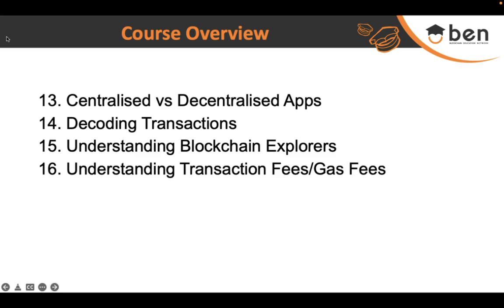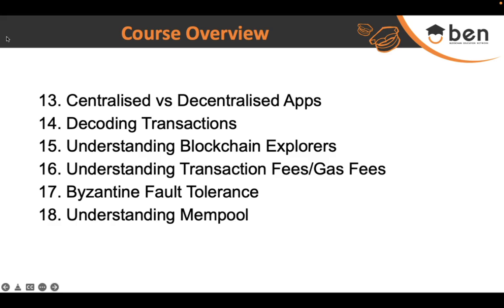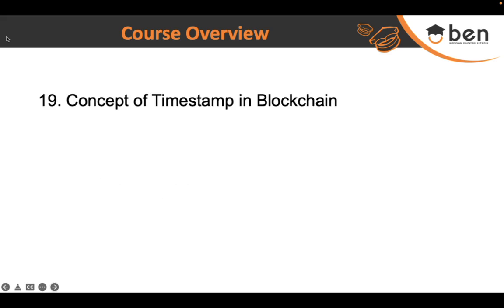Then we are going to understand the concept of transaction fees or gas fee, which is a very important concept in blockchain. We are going to discuss something known as Byzantine fault tolerance. It's a very important concept, and we are going to understand what exactly Byzantine fault tolerance is all about, and how it is related to the Web3 and blockchain space. Then we're going to discuss the mempool and the concept of timestamp in blockchain. Moving on, we're going to discuss the differences between soft fork and hard fork. Again, this is a very important concept and you should be aware of it.